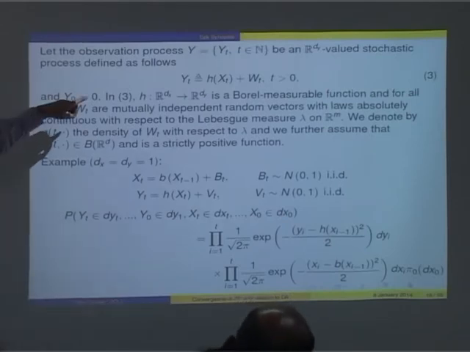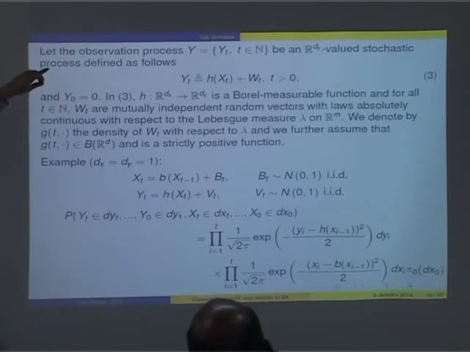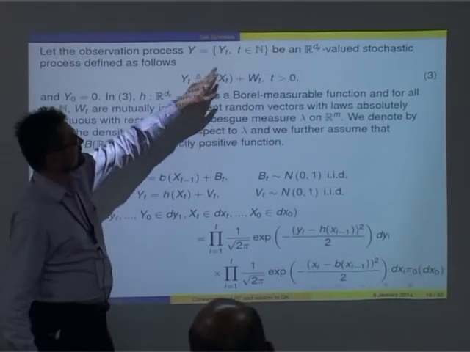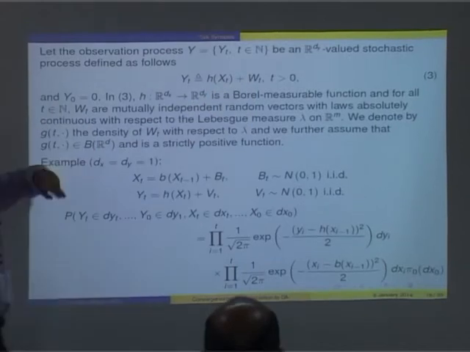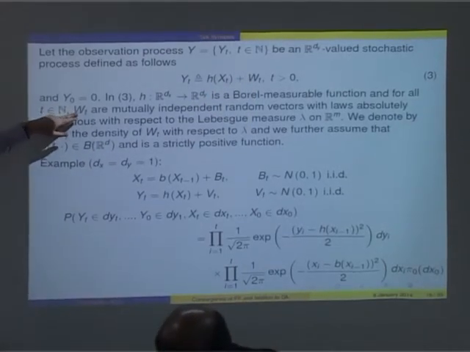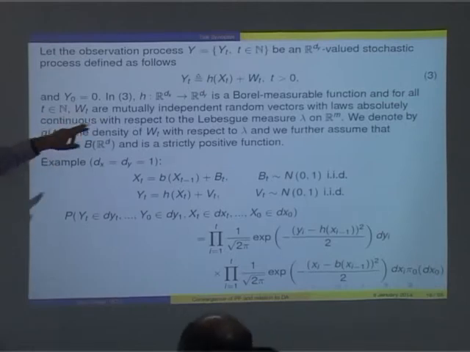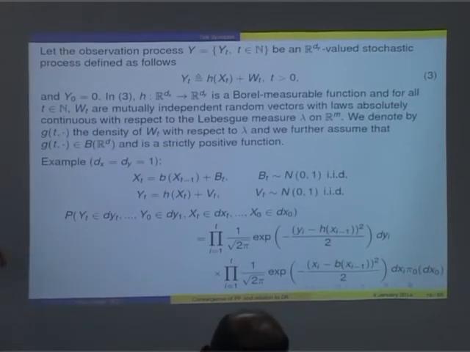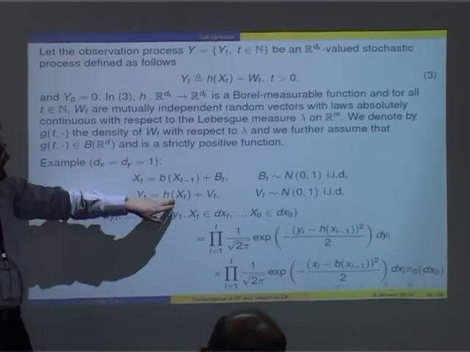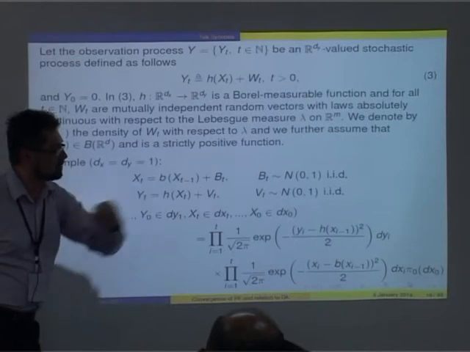Okay, so YT satisfies this. I made this point already, and the property that we will assume is that it's a function of the signal plus noise, and we assume that all these random variables are IID. They don't have to be IID. I just want to make my life easy. Mutually independent with laws which are absolutely continuous with respect to the Lebesgue measure on R. And this is denoted by GT. And again, the example here is YT is a function of XT plus a normal random variable.